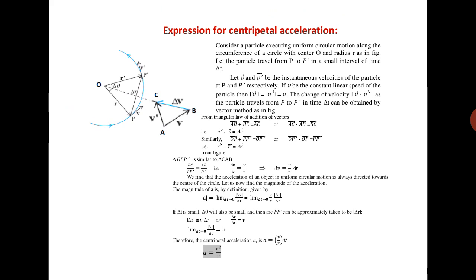Okay, so note down the expression for centripetal acceleration. Okay, so centripetal acceleration is v square by r, where v is the uniform circular speed and r is its radius. Is it clear?